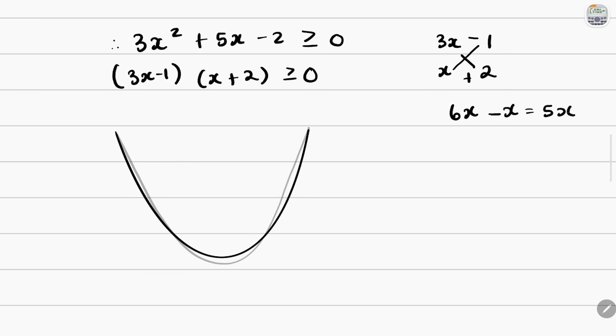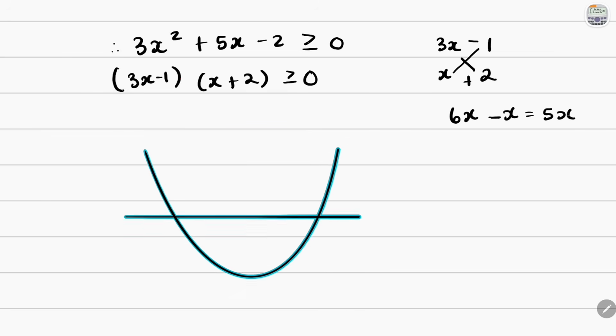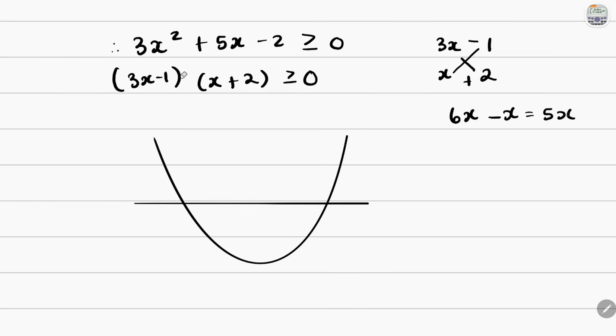So it's a concave arc parabola, and then we have our x-axis, and we need our critical values. To find the critical values, it's really just like making these factors equal to 0. So if 3x minus 1 is equal to 0, you transpose that -1 to make it positive and divide both sides by 3 to get an x value of 1 over 3. So the first critical value we have is x equals 1 over 3.